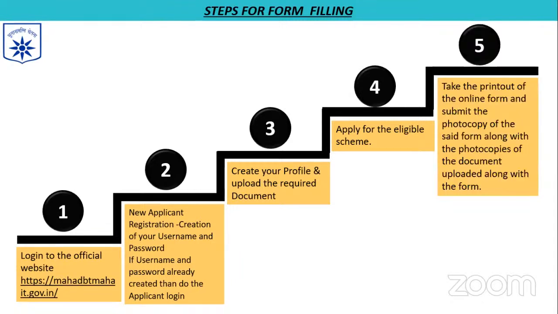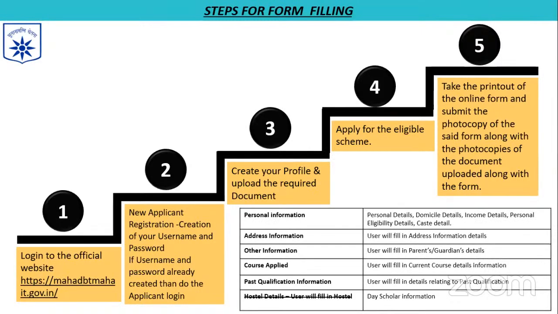And the next step, the last step, is to take the printout of the online form. Whatever form you have filled, you have to take the printout of that form. Along with that printout, you have to take a photocopy of whatever documents you uploaded on the website, attach them with the form, and submit the form to the college office counter. So in this way, the steps can be done for actual form filling. Now we are going to see all the steps in detail. Yes, now here in brief, we will get the information about how to create your profile.